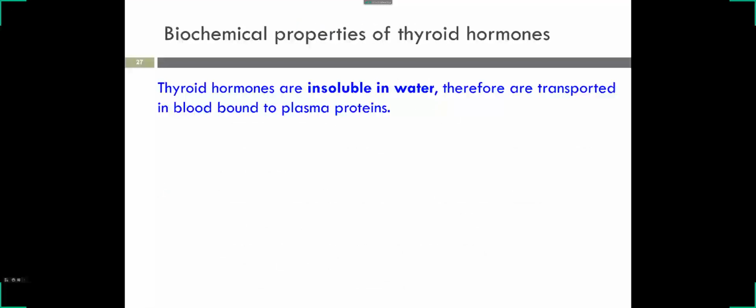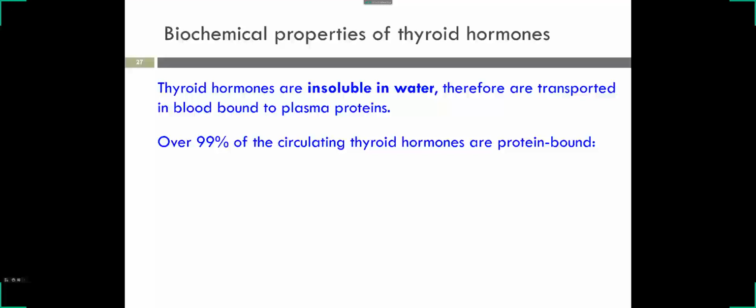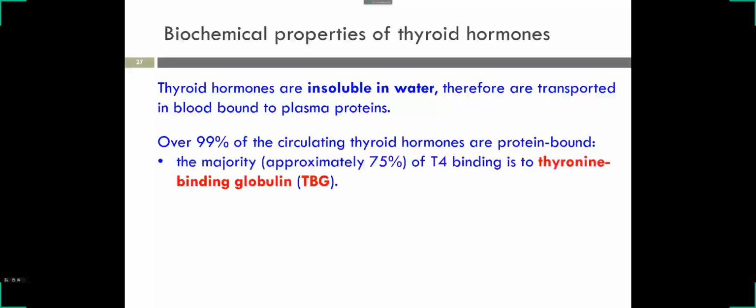So thyroid hormones, remember, are insoluble in water, and therefore they're transported in a blood-bound form on plasma proteins. Okay? So remember, I mentioned that 99% were bound to plasma protein. And if you think about the combination of T4 prohormone and the half-life, in addition to being bound to protein, these are extremely protected hormones within the blood.